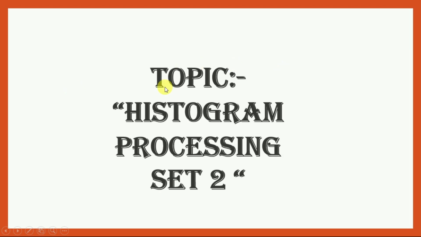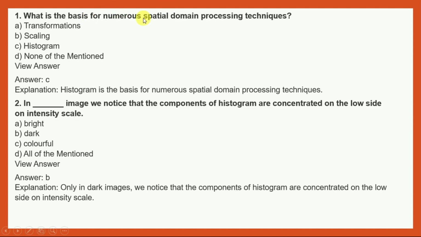Now the topic is histogram processing set 2, meaning in that part we are going to see some more questions from histogram processing. What is the basis for numerous spatial domain processing techniques? The options are over here, and the right answer is option C, that is histogram. And the second question is, in a dash image we notice that the components of the histogram are concentrated on the low side of the intensity scale. The options are over here, and the right answer is option B, that is dark. So in a dark image we notice that the components of the histogram are concentrated on the low side of the scale.